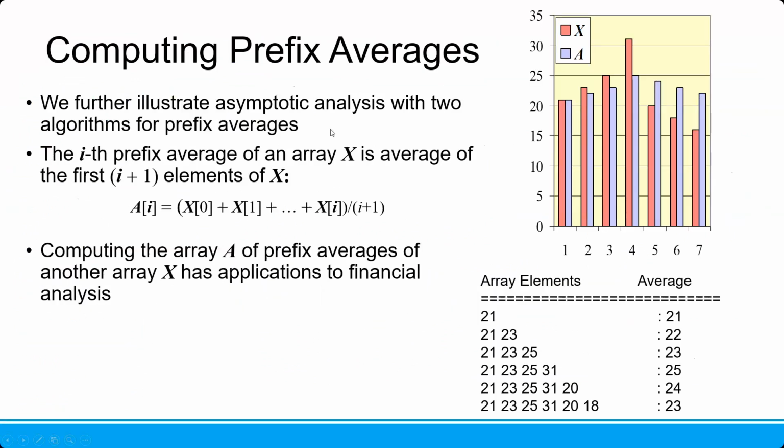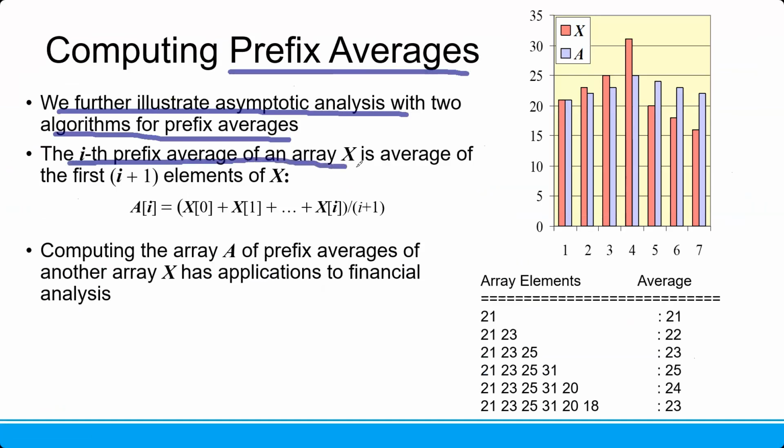Now let's look at a new algorithm. We want to compute the prefix averages. Okay, what is prefix averages? We further illustrate the asymptotic analysis with two algorithms for prefix averages. What does it mean? The i-th prefix average of an array X is the average of the first i plus 1 elements of X.